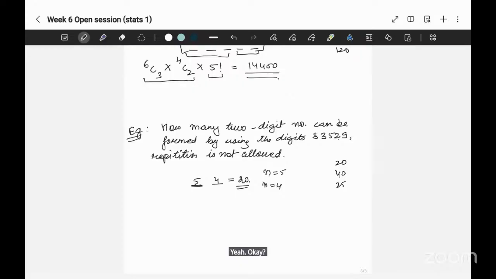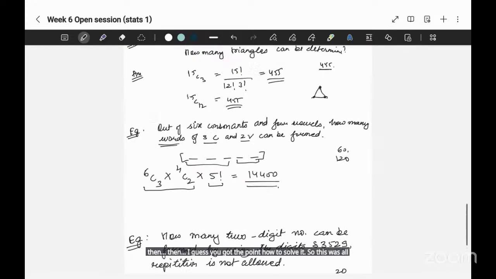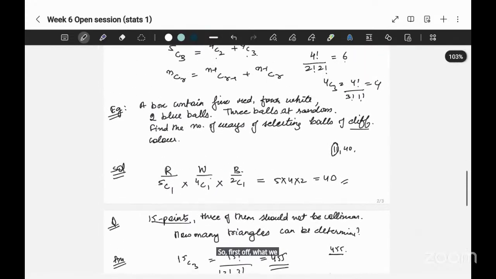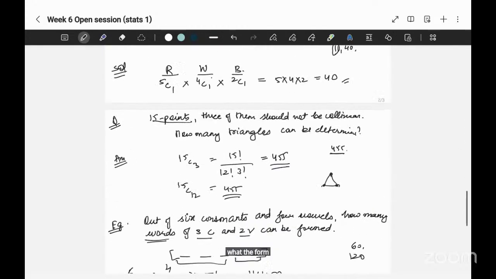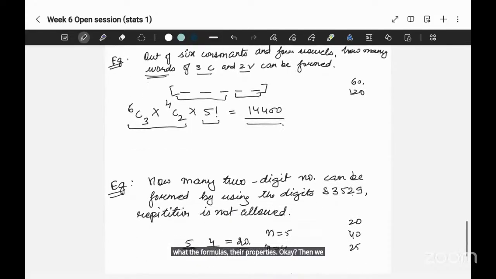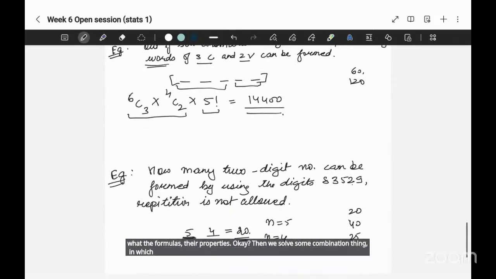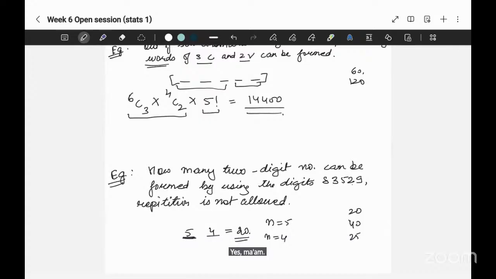Then I guess you got the point how to solve it. So this was all in week 6. First we learned about the combination, the formulas, their properties. Then we solved some problems in which both permutation and combination are used. Is this clear? Yes, ma'am. This was all in week 6. Everybody understood?